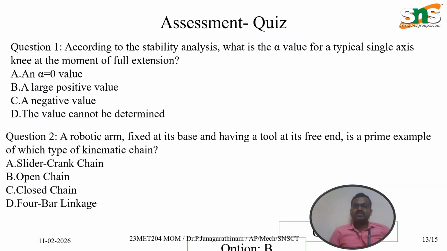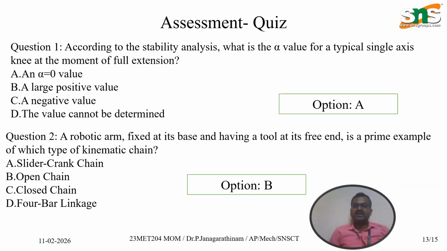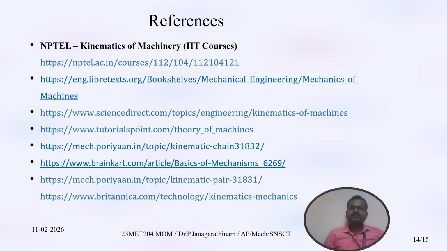And these are the assessment questions: according to the stability and analysis of alpha value equal to 0, it can be determined according to Grashof's law. A robotic arm fixed at its base and having a tool at its free end is a prime example of which type of kinematic chain? The open type chain. These are some of the references I chose for making this PPT and lecture.